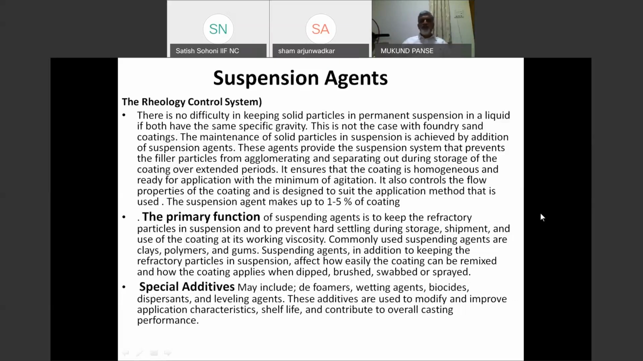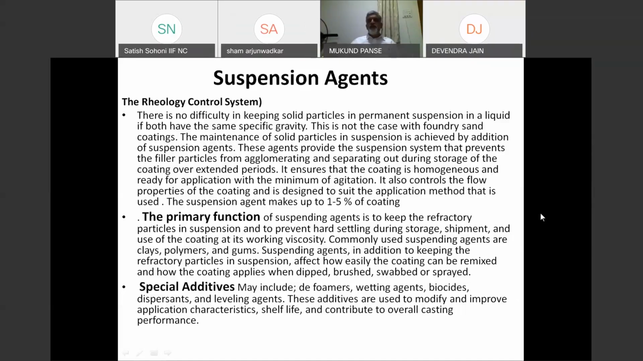The agent provides a suspension system, preventing the filler particles from agglomerating and separating out during stationary storage over an extended period. Normally they are required at 1 to 5%. As we have said, 50 to 70% is refractory only, 1 to 5% is the suspension agent, and the balance is mainly the carrier. The suspension agent should ensure that a homogeneous coat is available most of the time with minor stirring.